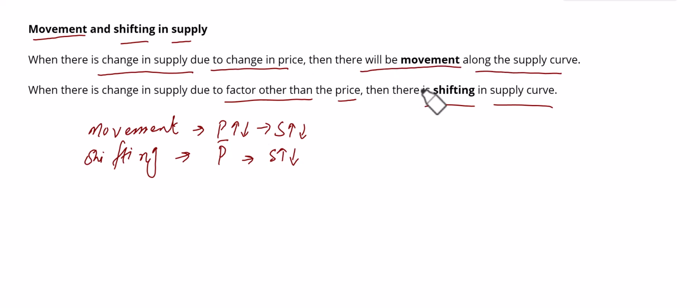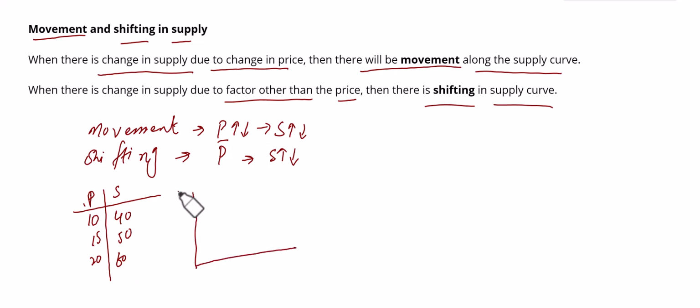In case of movement, we have only one supply curve, and in case of shifting, we have more than one supply curve. So let's draw a graph for this. First of all, we will draw the curve for movement. In case of movement, as we mentioned, price may be increasing or decreasing. For example, price is increasing from 10 to 15, then 20, and supply is increasing from 40 to 50 and 60.